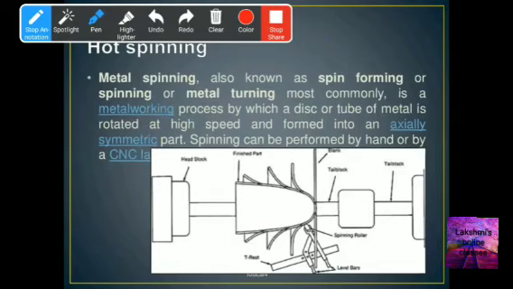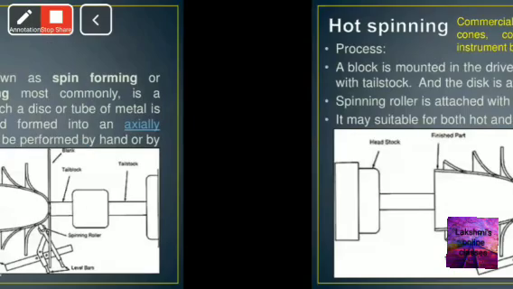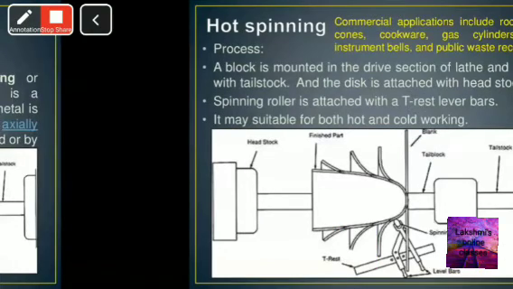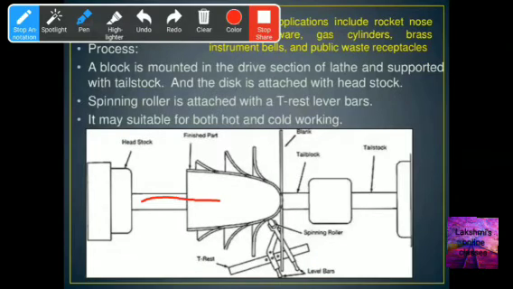Coming, a block is mounted on the drive. That means one side of the lathe is supported by the tailstock. So this is the supporting one, and the disc is attached with the headstock. Right, this is attached with the headstock. The spinning roller is attached with a T-rest lever bar.